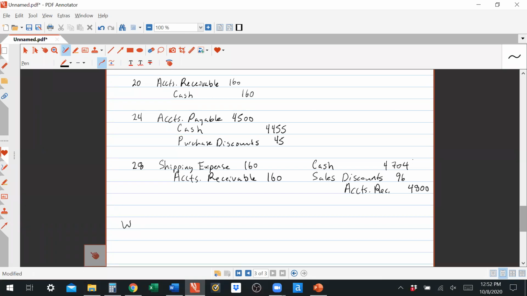Oh, I should put a star by this. I didn't write down how this is calculated. Star was the $4,800 multiplied by the 98% since they paid within the discount period.